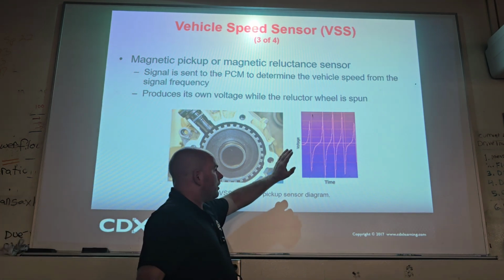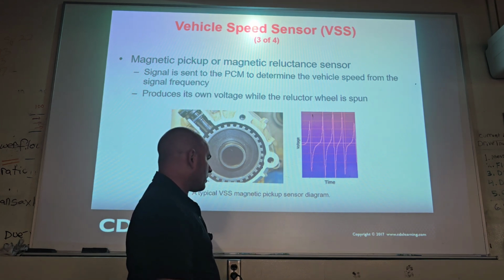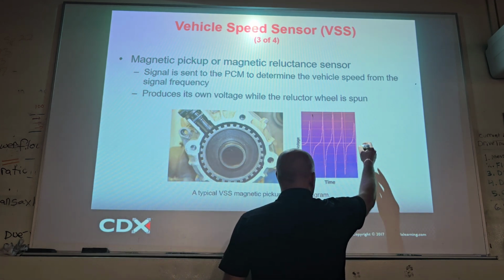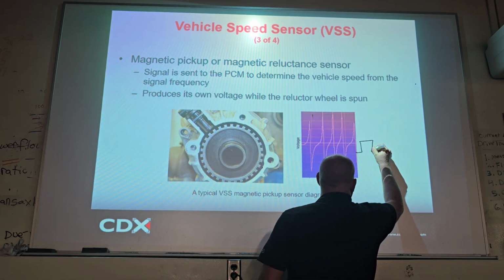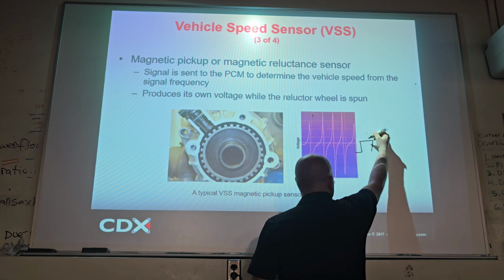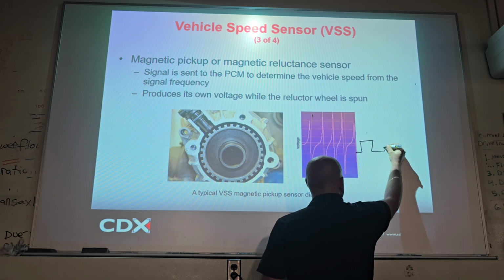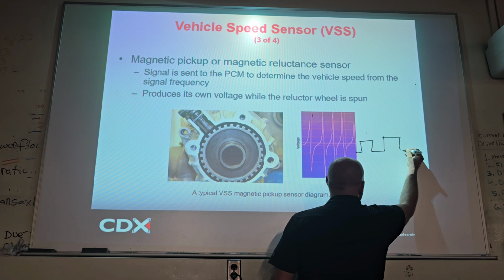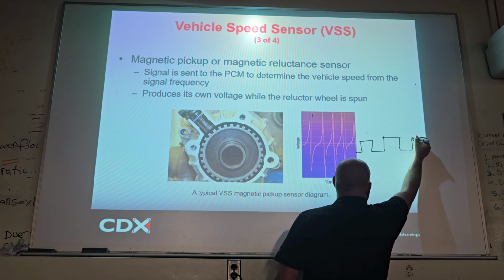Depending on the type, they're all going to have different waveforms, though. A lot of times, what you're going to mostly see would be more like a square wave. So there's a tooth next to the sensor, no tooth next to the sensor. Tooth next to the sensor, no tooth next to the sensor. Tooth next to the sensor, etc.